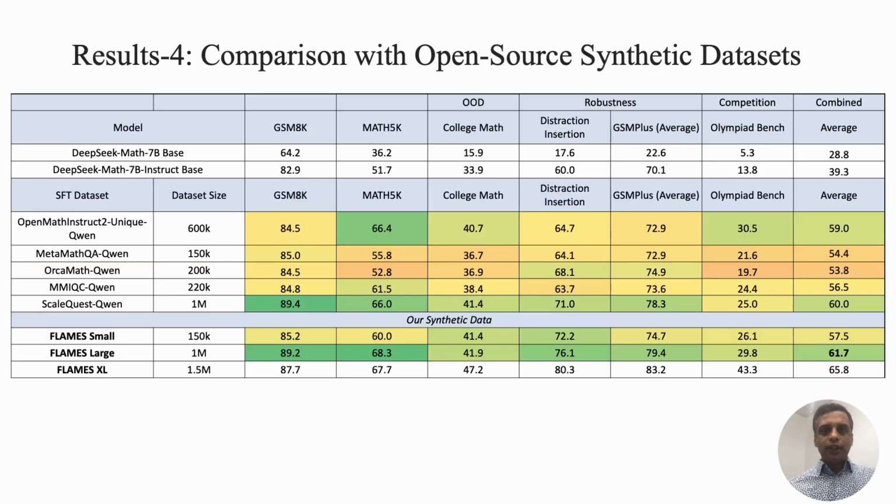Next, we demonstrate that our Flames Large dataset, which is created by extending Flames Small and generating more problems and more solutions, with a final size of 1 million, outperforms all existing synthetic datasets. Scaling Flames to Flames XL, which is a scale of 1.5 million problems and solutions, further boosts average performance to 65.8, demonstrating continued gains with further scaling.